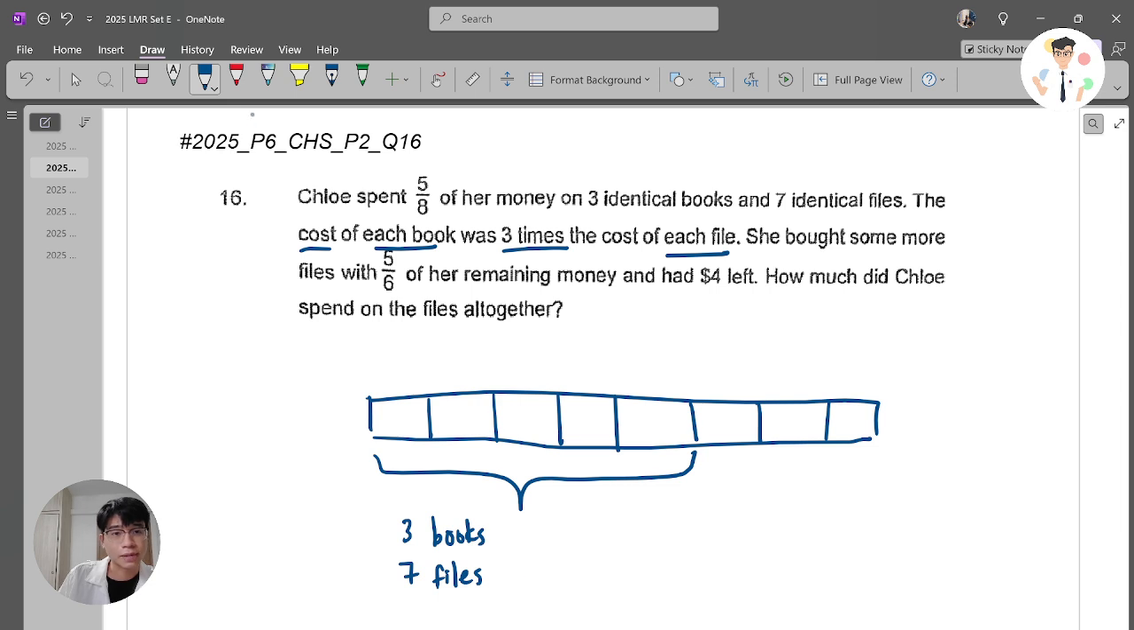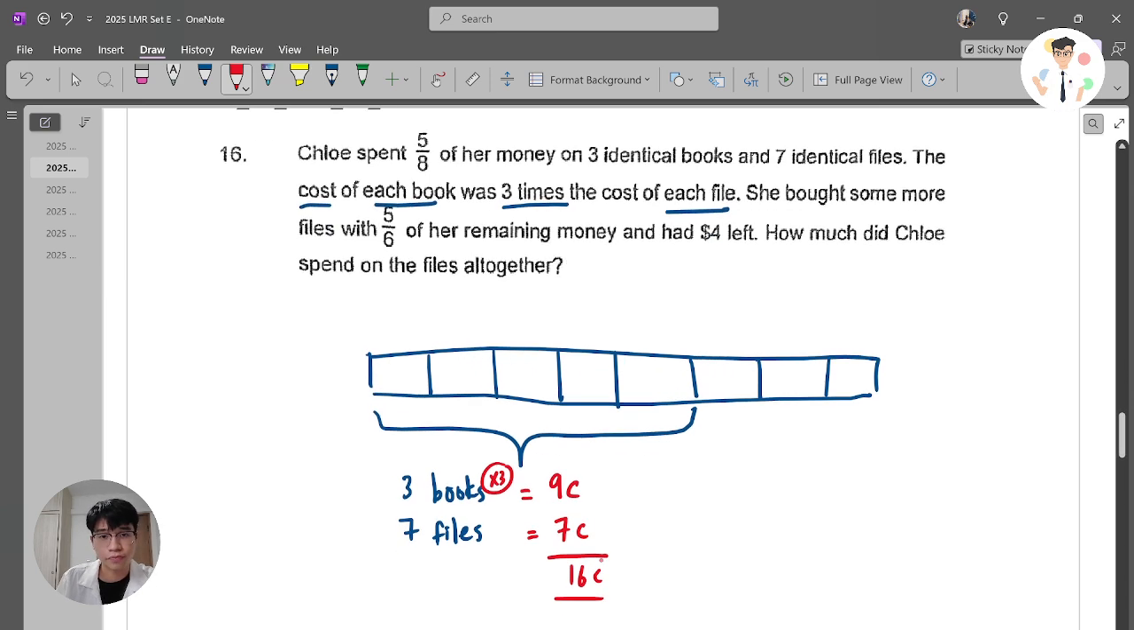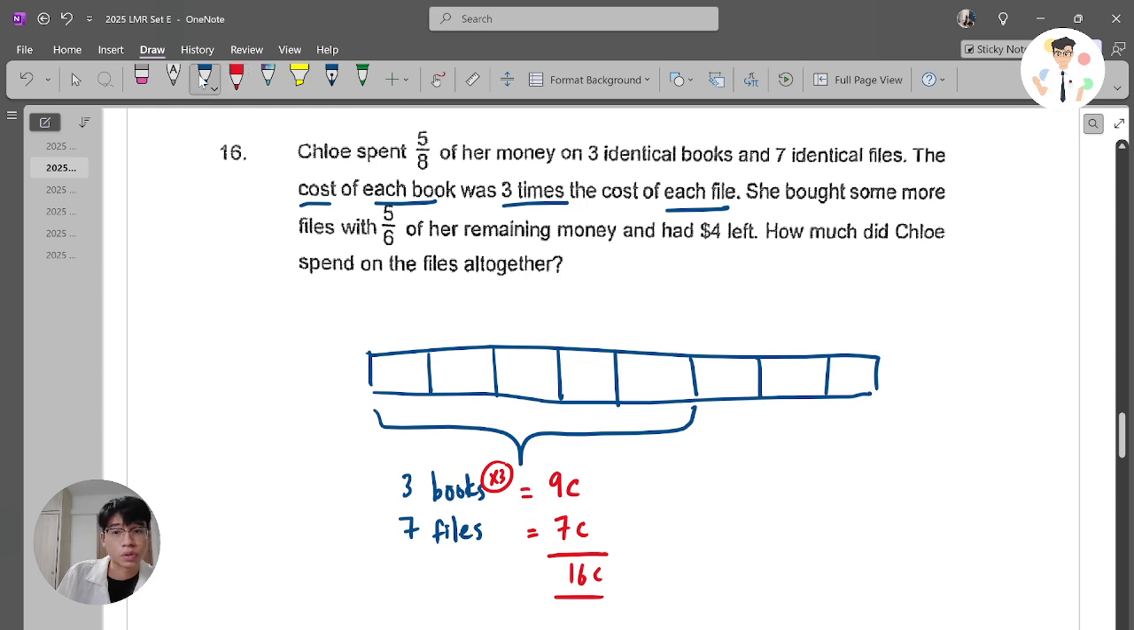Now, means that the price here will be actually 3 times. Means that the cost here will be 9, maybe I just put C, 9 cost. And here will be 7C. Means that 3 times, right? If one file is 1C, then one book will be 3C. That's why 3 times 3, 9C. Means add together is actually 16C. Okay? Let's continue the question.